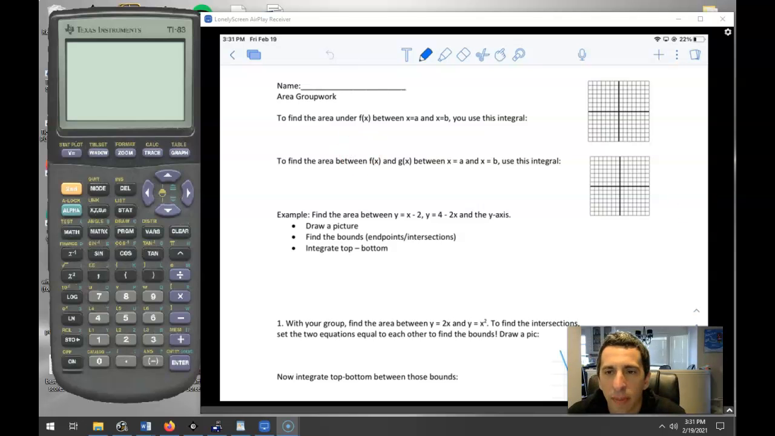So thinking back to what we learned about area last semester in terms of integrals, if we just have some curve f, and we want to find the area under it from some x value a to some x value b, that's just the integral from a to b of f of x.